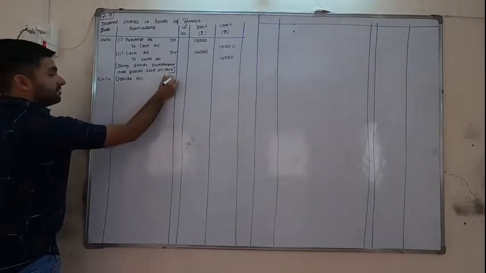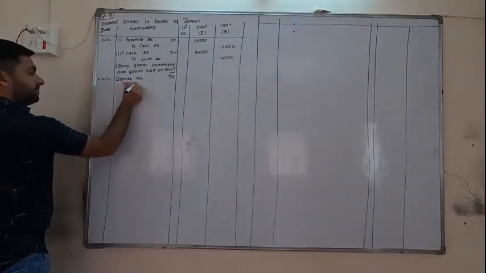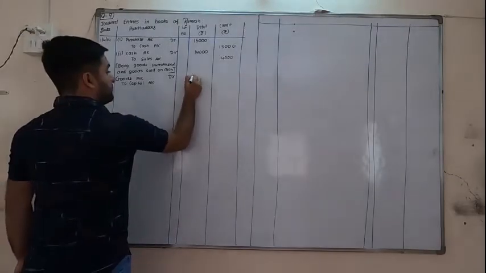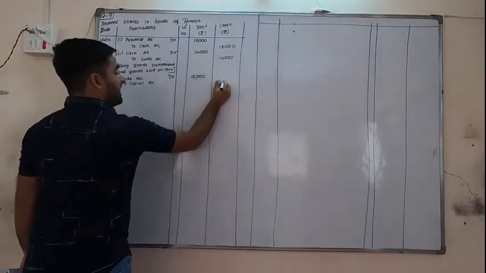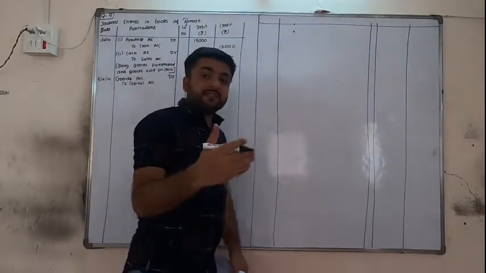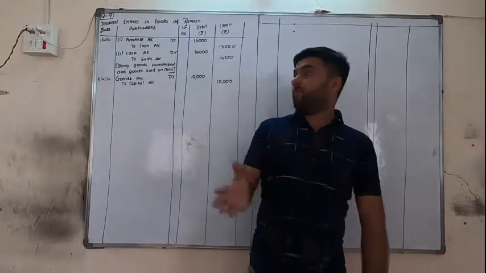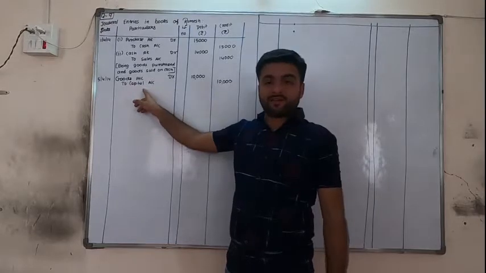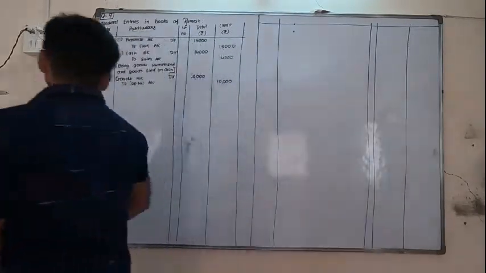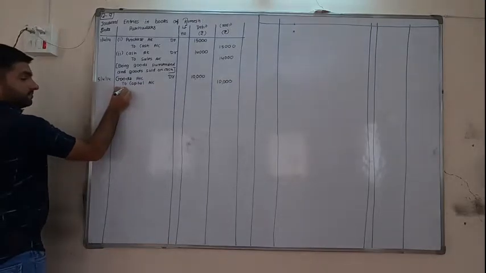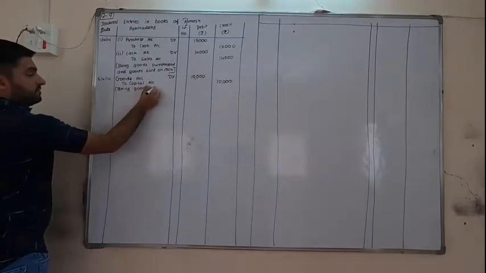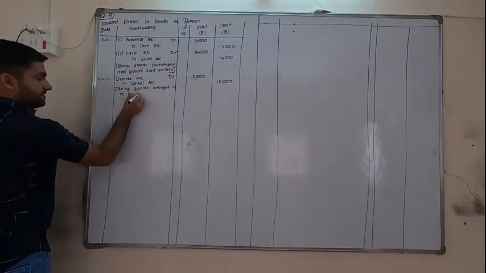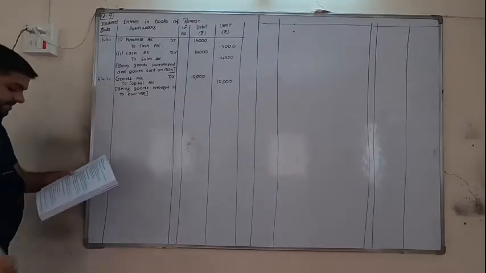So goods account debit to capital account, 10,000. Don't confuse with the word personal. If you see personal, then don't directly decide it is drawings. We are not taking the goods for personal use, but personal goods are brought in the business. So the thing which is brought in the business, given by owner, so capital account credit, and goods are coming in, so goods account debit. Being goods brought in to business. Next, 7.